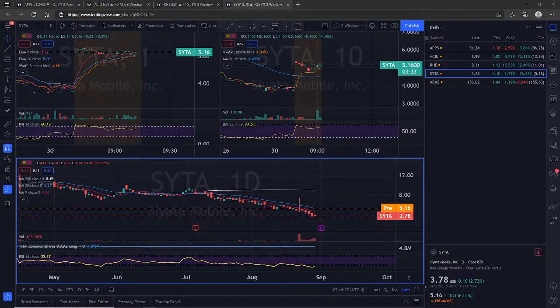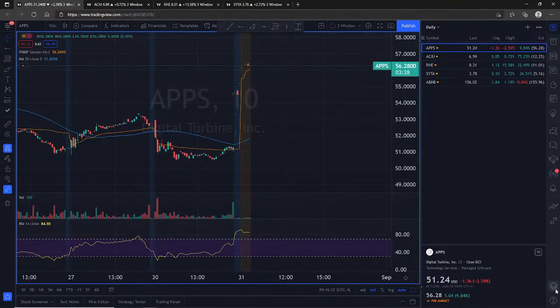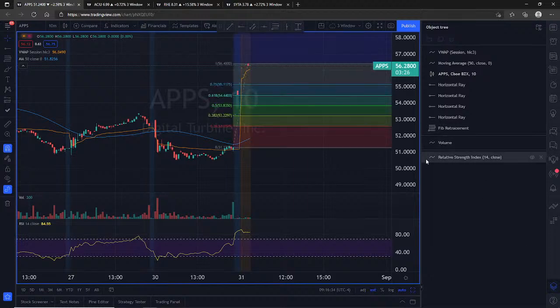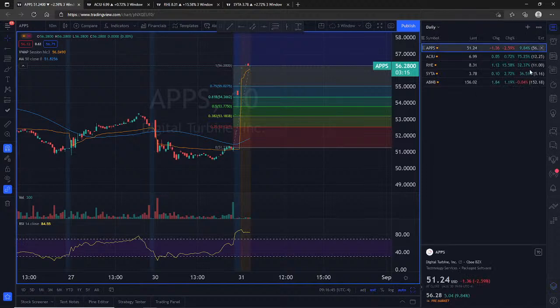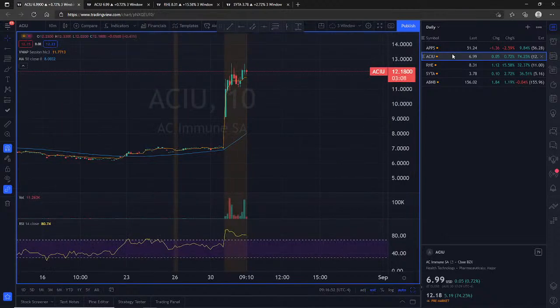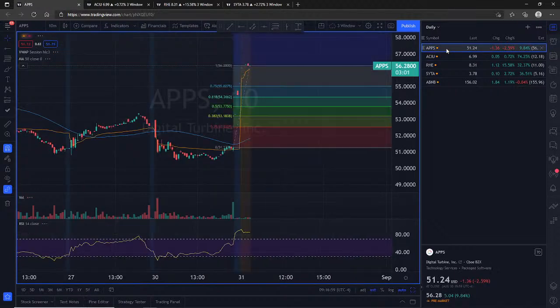So yeah, I think that's pretty much it for the day. So AAPS, I've got some Fibonacci levels here for support in case there are people that come in and sell the rip, which isn't surprising. Then also moving past the open is another strategy. ACIU, interesting. I have my eye on it. Let me go back to the list here.